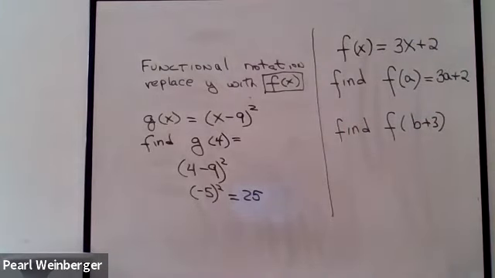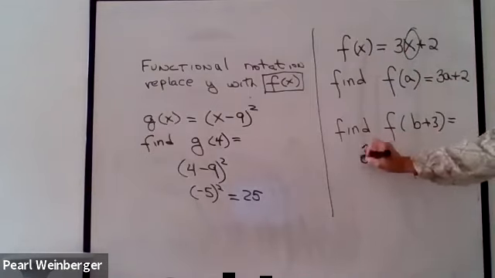What did I ask you to do? What is that telling you to do? That's telling you to go to your original function and replace the x that you have, this x over here, let's put a circle around it. I'm replacing that by b plus 3. In other words, it'll be 3.